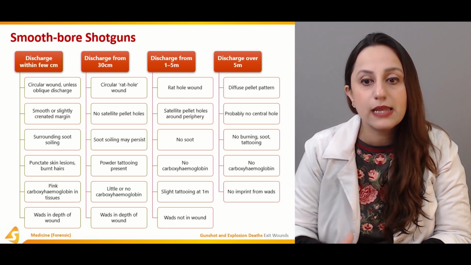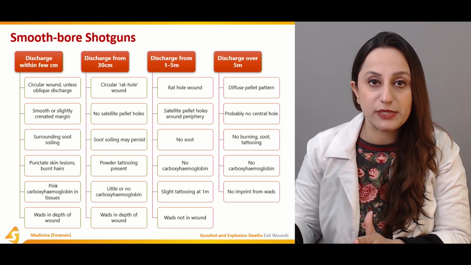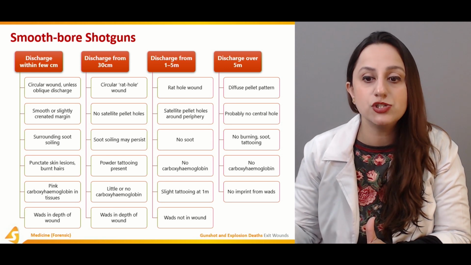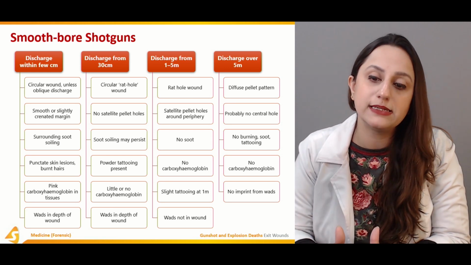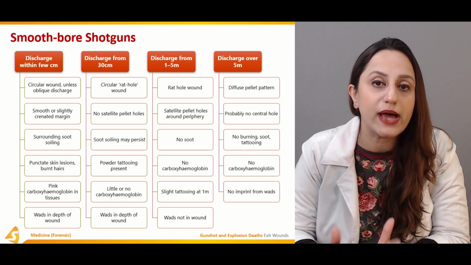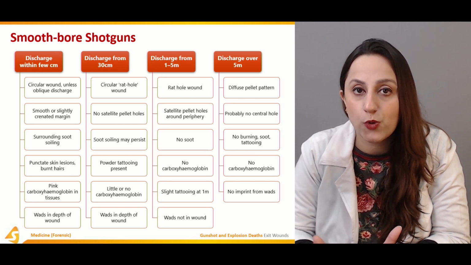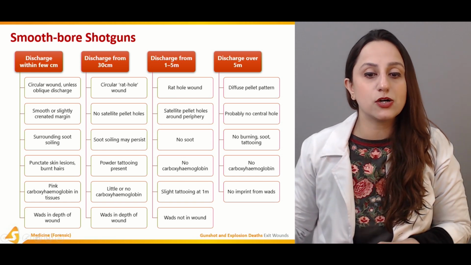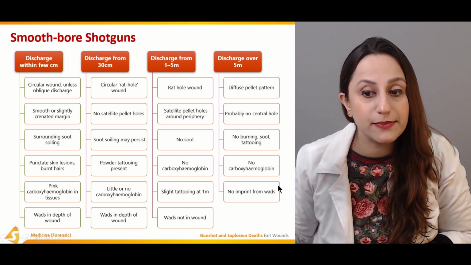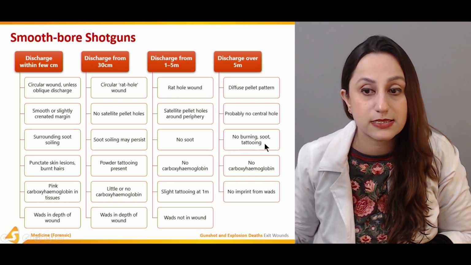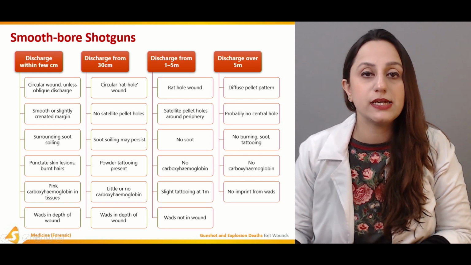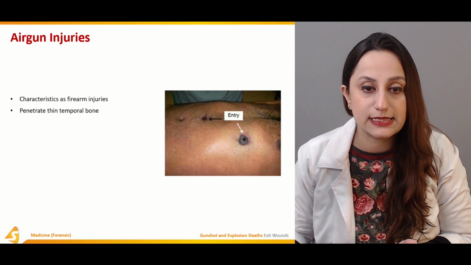Now, if the discharge is over 5 meters, it is a distant discharge, and there will be a diffuse petal pattern, probably no central rat hole is present, no burning, no carboxyhaemoglobin, and no imprint from the wads. So this is quite a comprehensive flow chart describing the distances and their impacts. How can we differentiate the impacts from such distances?